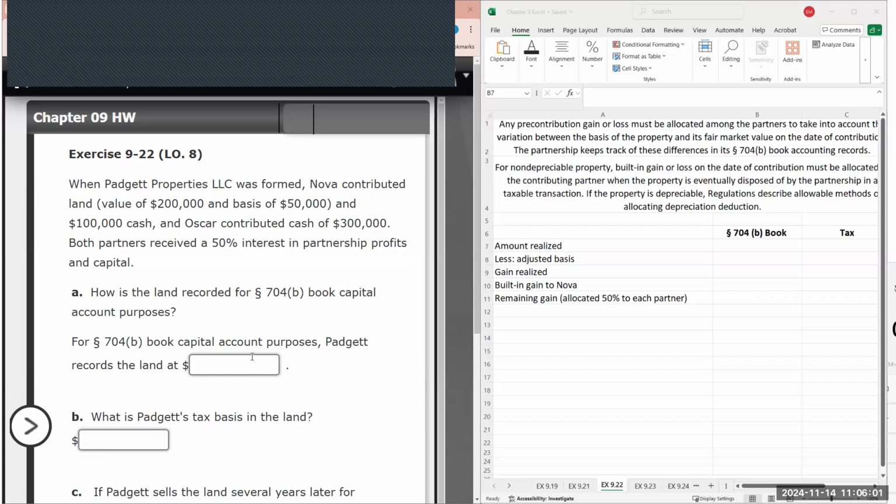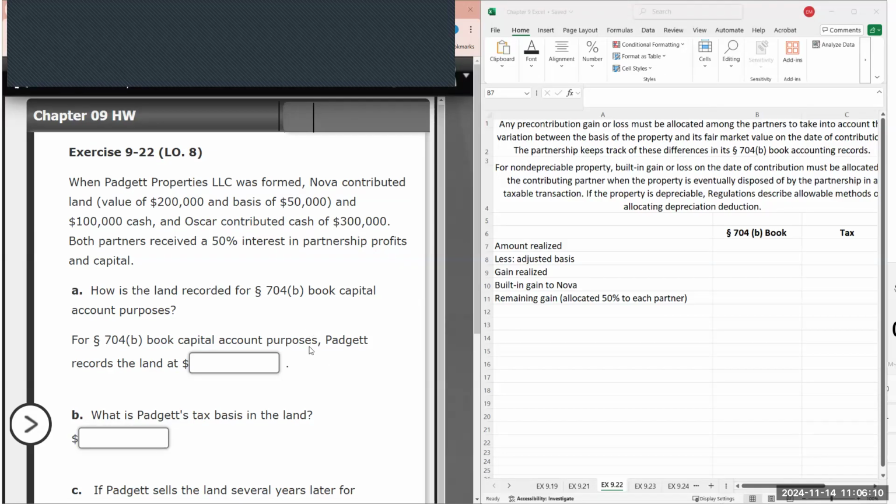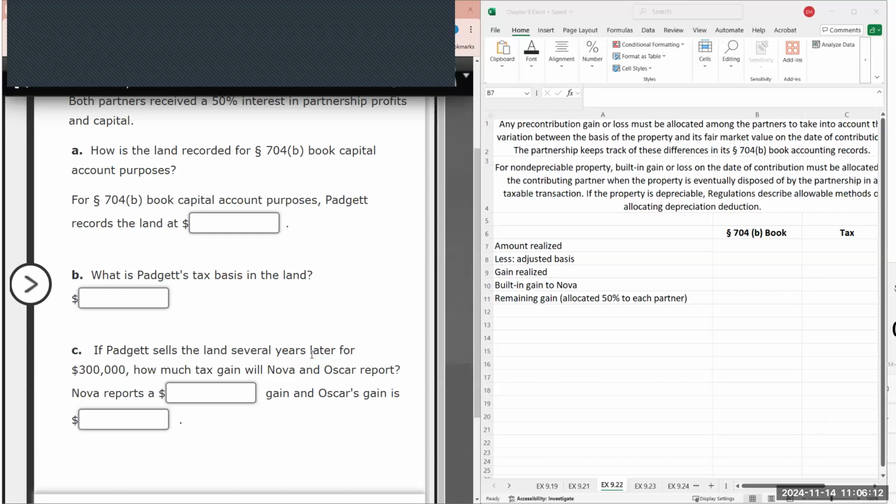And it asks, A, how is the land recorded for 704(b) book capital account purposes? B, what is Padgett's tax basis in the land? And C, if Padgett sells the land several years later for $300,000, how much tax gain will Nova and Oscar report?